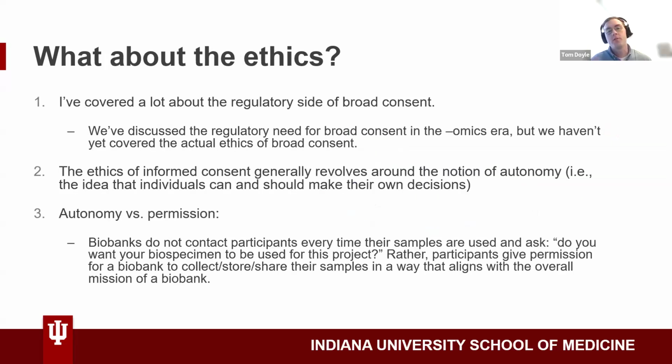So, I of course got a PhD in ethics. I did all this IRB stuff, but I want to get into a little bit of the ethics side of broad consent. So, of course, broad consent comes about from the omics era, but from the ethics standpoint, what does it mean? What is broad consent doing? So the ethics of informed consent generally revolves around the notion of autonomy, which generally gets distilled down to the idea that individuals can and should make their own decisions about their health or what's done to their bodies or whether they want to participate in research.